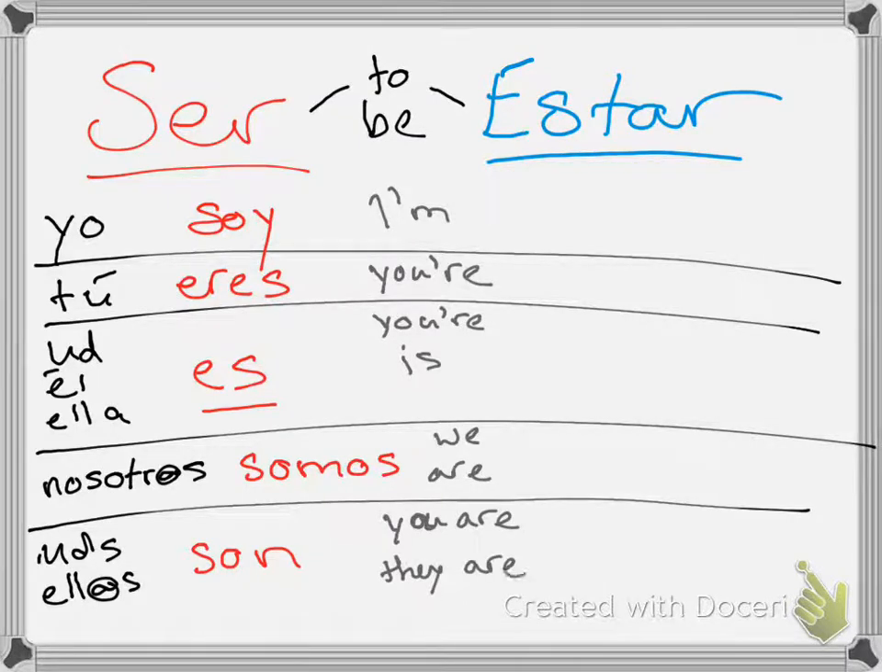Okay? Now remember, es can also be for objects too, right? Por ejemplo, la mesa es grande. The table is big. La mesa es grande. Okay? So then we come over here and we come to estar, and we're going to have the conjugations of estar, right?